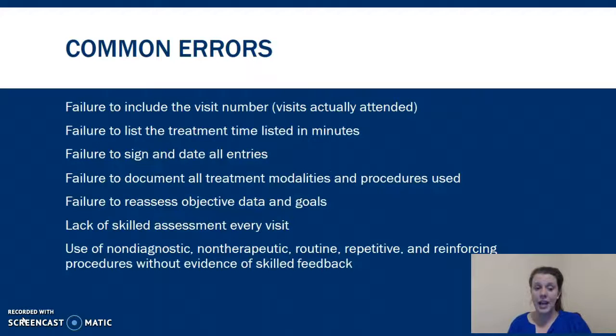I'm going to talk about some errors that we commonly see within SOAP notes. So things that people forget to do within their initial evaluations or within larger evaluations is the visit number. So how many visits has the patient had up until this point, and which number is this? They also forget to list the treatments in time. So if you saw a patient and you performed Graston technique on them for 10 minutes over the flexors of the arm, then you would need to specifically put that you did the 10 minutes.